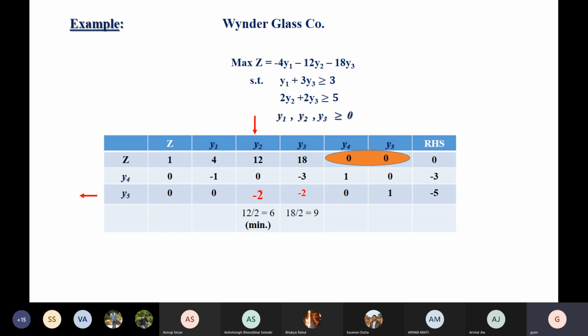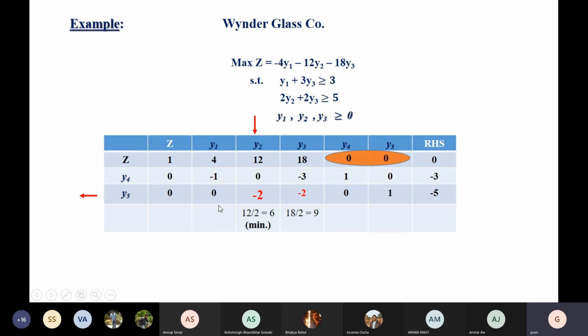Here what we do, we first choose the leaving basic variable by looking at the sign of the RHS. So it is just a mirror image of the normal simplex method. Here y4 is -3 and y5 is -5, right? We choose the most negative to leave. So -5 is the most negative, so the corresponding variable y5 will leave, right?